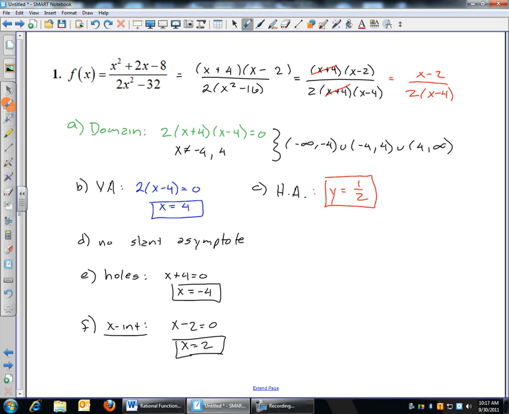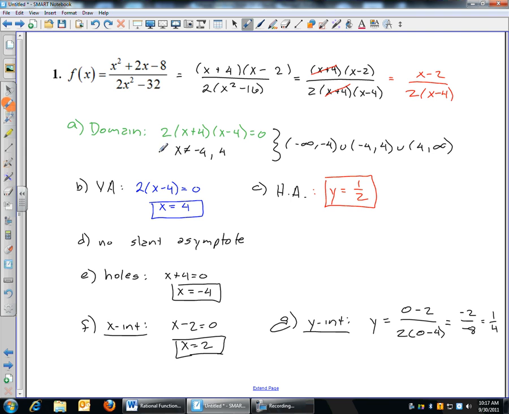And the y-intercept, the last part, you plug in 0 for x and you clean up for y. You can plug in anywhere. It doesn't matter which one you use. I'll just use this last one over here. So my y-intercept is going to be, I'll plug in 0 for x in this red equation, 0 minus 2 over 2 times 0 minus 4. That's going to be -2 over -8. My y-intercept is 1/4.